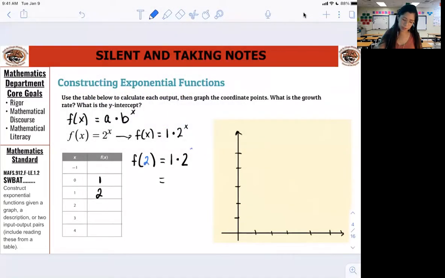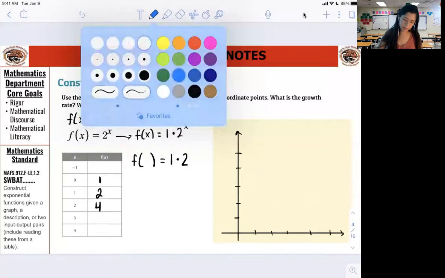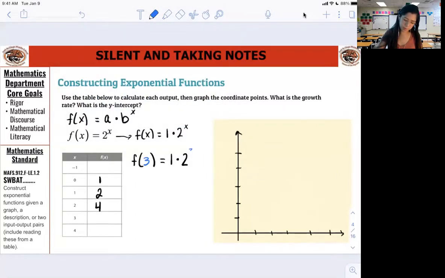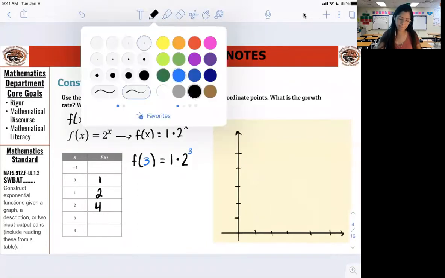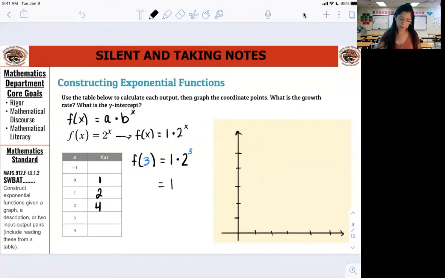Plugging in 2. The exponent is now a 2. What is 2 to the power of 2? 4. And 1 times 4 is 4. Okay, keep going. This time I'm plugging in a 3. What is 2 to the power of 3? 8. Good. 2 times 2 times 2 equals 8. 1 times 8 is 8.